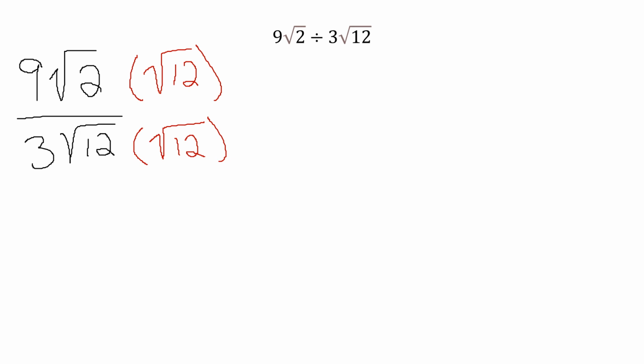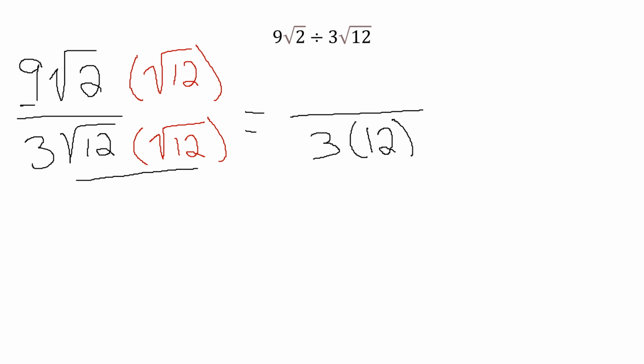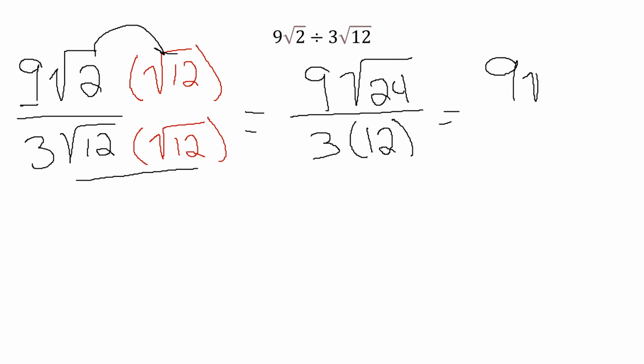All right, so this is now going to give me on the bottom 3 square root of 12 times square root of 12, which is 12. On the top, I'm going to have my 9, that's still there. Then 2 times 12 is 24, which gives me 9 square root of 24 over 3 times 12, which is 36.